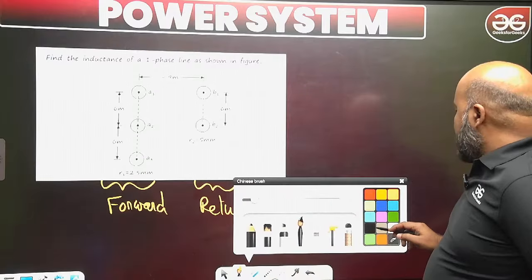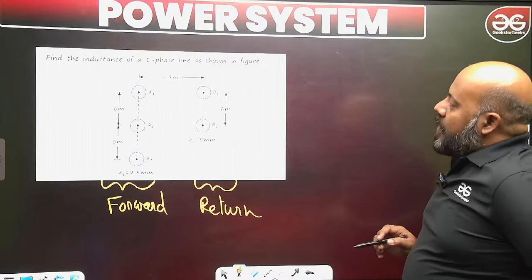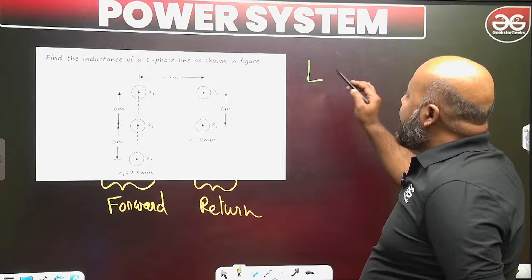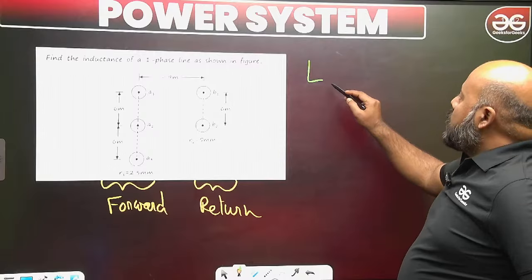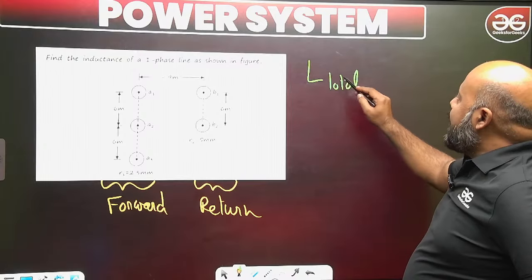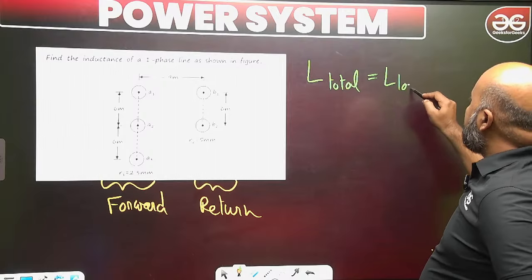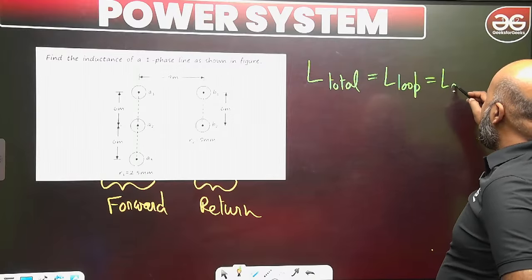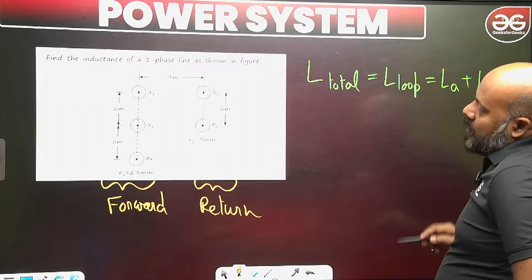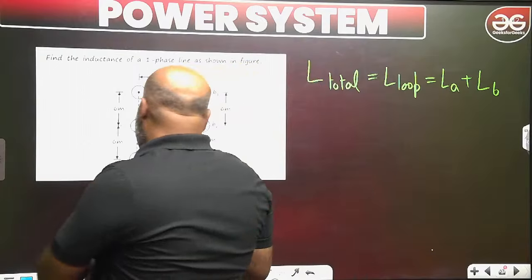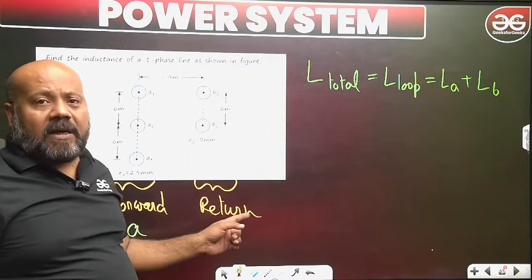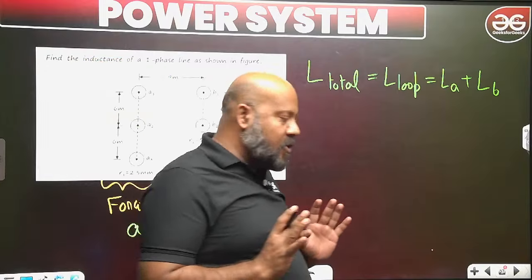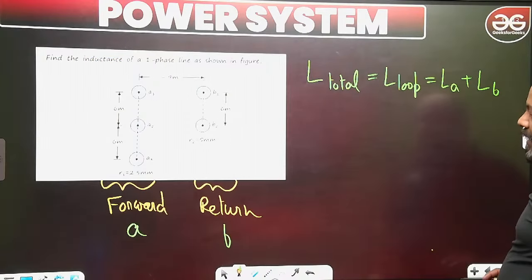How are you calculating it? Just see this. If I am writing the inductance of this line, because one is forward and one is return, the total inductance, or what we call the loop inductance, is going to be the inductance of A plus the inductance of B. It means I have to calculate the inductance of the forward conductor A and the inductance of the B conductor, and then add them up. This is the procedure.